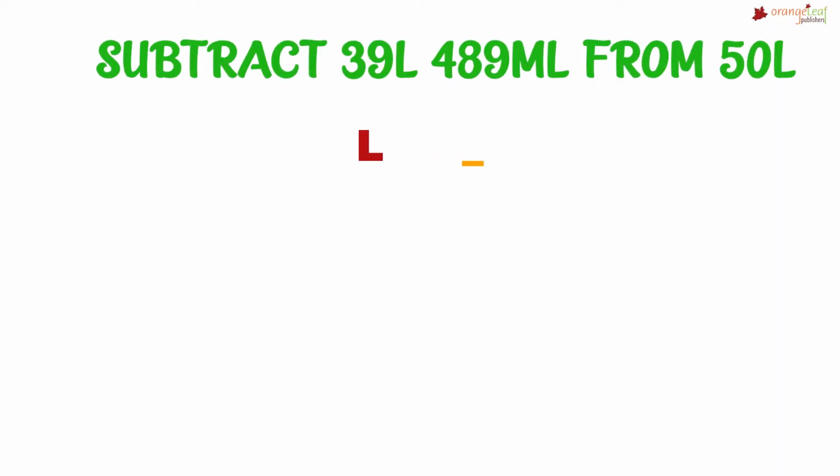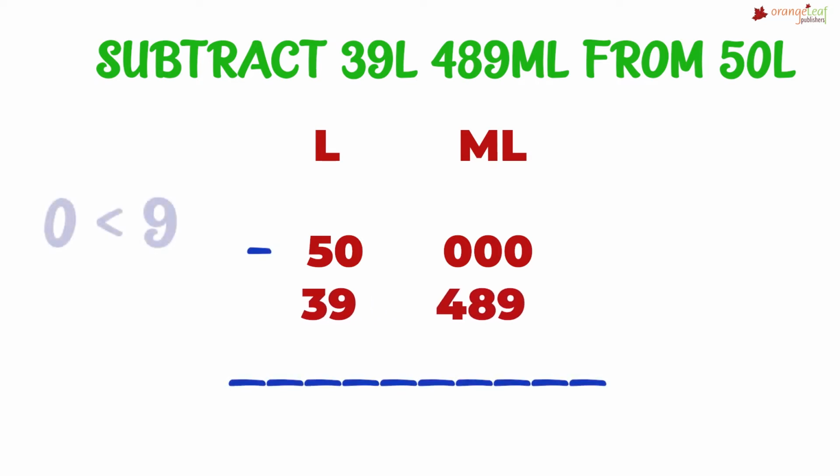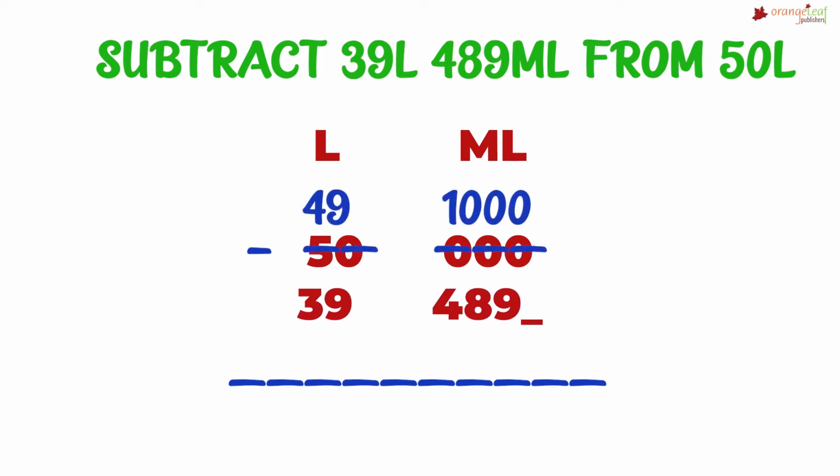Let's subtract 39 liters 489 milliliters from 50 liters. We have to subtract the milliliters first, but 0 is less than 9, so we cannot subtract. So we borrow 1 liter from the liters column, and in the milliliters column, we see 1000 minus 489, which gives us 511 milliliters. We write 511 in the milliliters column.